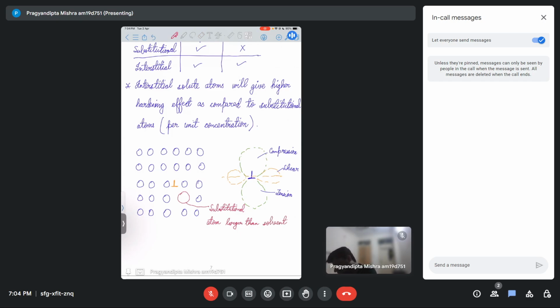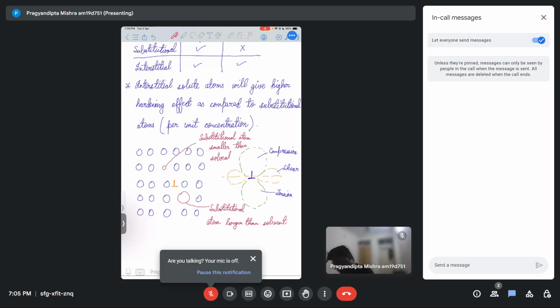So consequently, where would a smaller atom go and sit? It will try to go and sit above, right? So a smaller atom will go and sit in the compression region. So here we can see a substitutional atom smaller than solvent. So this is the basic thing about substitutional atoms. Now, where will the interstitial atom go and sit?